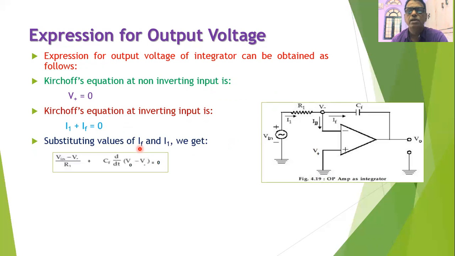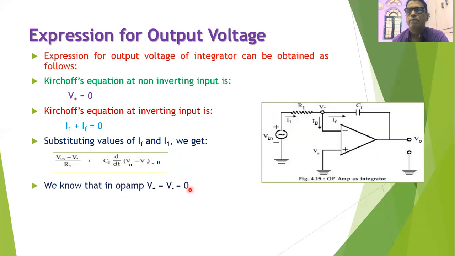Now, in this equation, we can substitute the values of IF and I1. We know that I1 is the current flowing through the resistance R1. At one end of R1, there is the input voltage, and at the other end of R1, there is the inverting input voltage V minus. Therefore, I1 can be written as (V in minus V minus) divided by R1. And the current flowing through the capacitor can be written as the capacitance CF into d by dt of the voltage across the capacitor. The voltage across the capacitor is VO minus V minus. Therefore, the current IF can be written as CF into d by dt of (VO minus V minus).